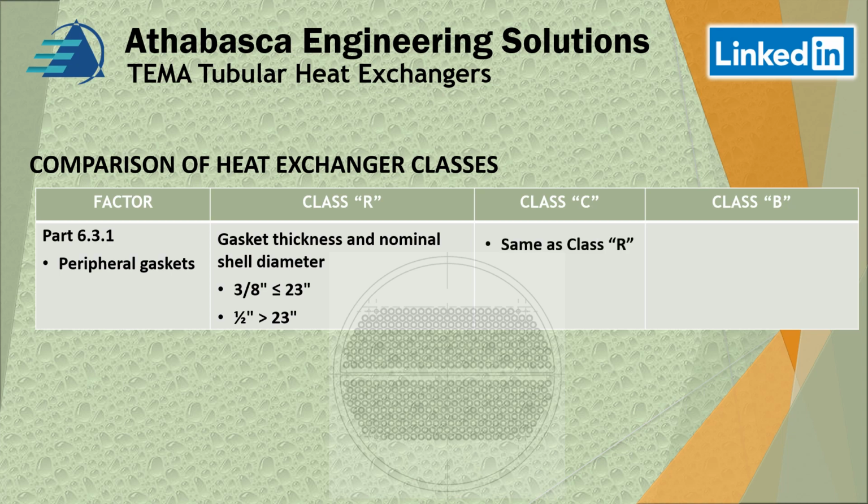Class C follows the same rules as Class R, but Class B has a few deviations. You follow the Class R rules, but there's an additional one. A full face gasket is required for cast iron flanges.